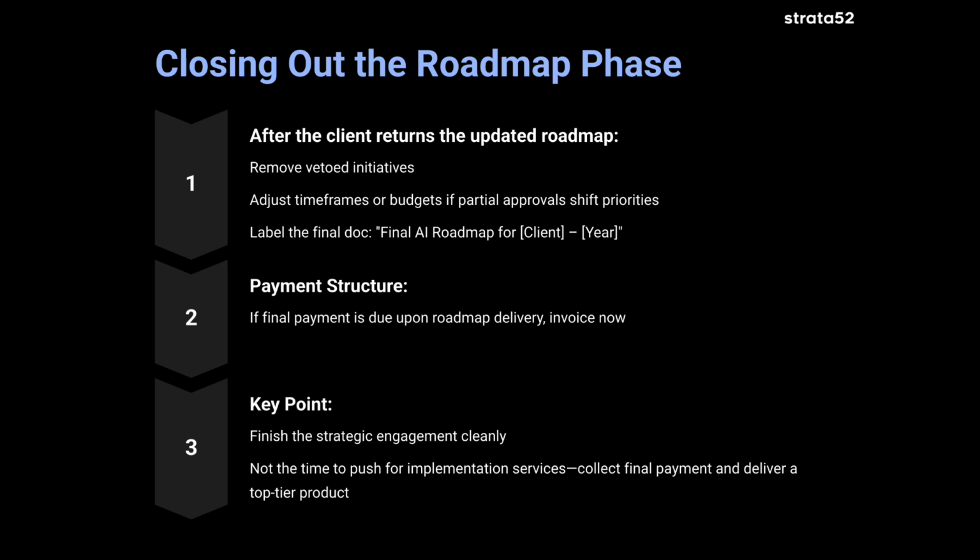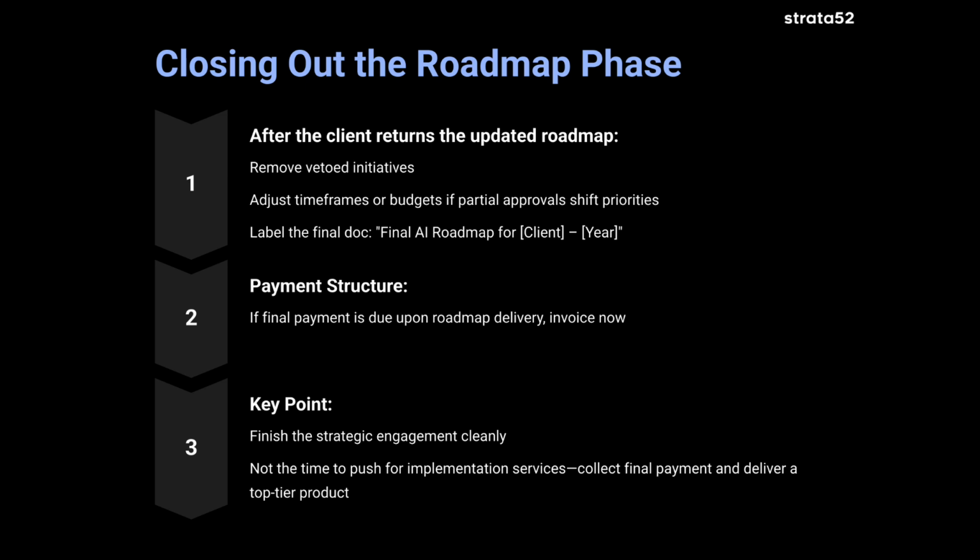You'll refine the roadmap by removing any vetoed initiatives and adjusting timeframes or budgets where approvals were partial or priorities shifted. After updating your timeline or Gantt chart, you'll package it all in a neat file labeled something like Final AI Roadmap for Client-Year. Send that to the client as the official signed-off plan.